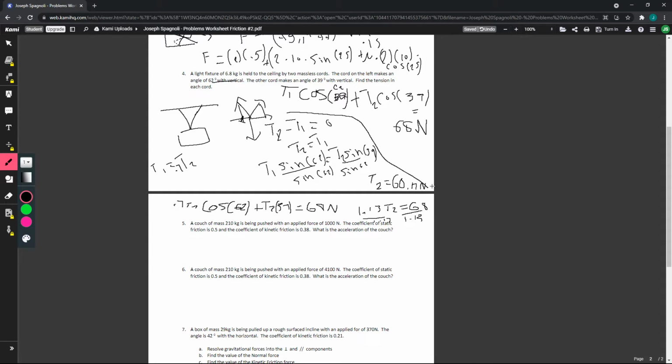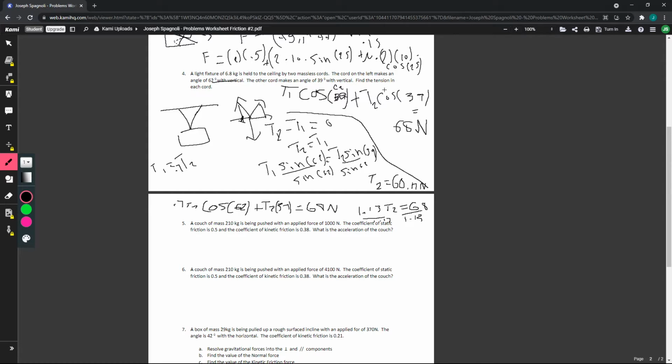60.17 newtons. Now, knowing this, we can plug 60.17 back into our original equation. So I'm sadly not going to be able to write this down on here, but I'll just say it out loud. So we have T2, which is 60.17. We'll multiply that by our cosine, so times cosine of 37. So that gives us 48.05. So now we're going to do 68 minus 48.05. So now we have T1 cosine 62 is equal to 19.95.